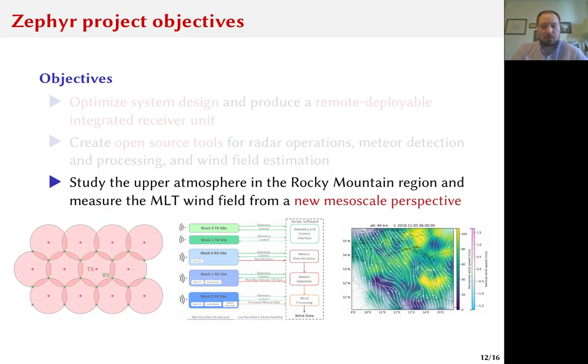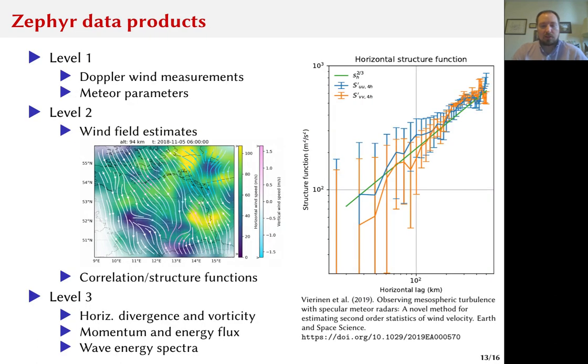And our final objective for the Zephyr project is to study the upper atmosphere in the Rocky Mountain region and measure the MLT wind field from a new mesoscale perspective. We obviously don't have any data yet, but I can talk about some of the data products that we're planning for the community to be able to use once this is up and running. Level 1, we just have our Doppler wind measurements directly and the meteor parameters. This is the output of the meteor detection algorithms. And then built on top of that, we have the wind field estimates that I've already mentioned.